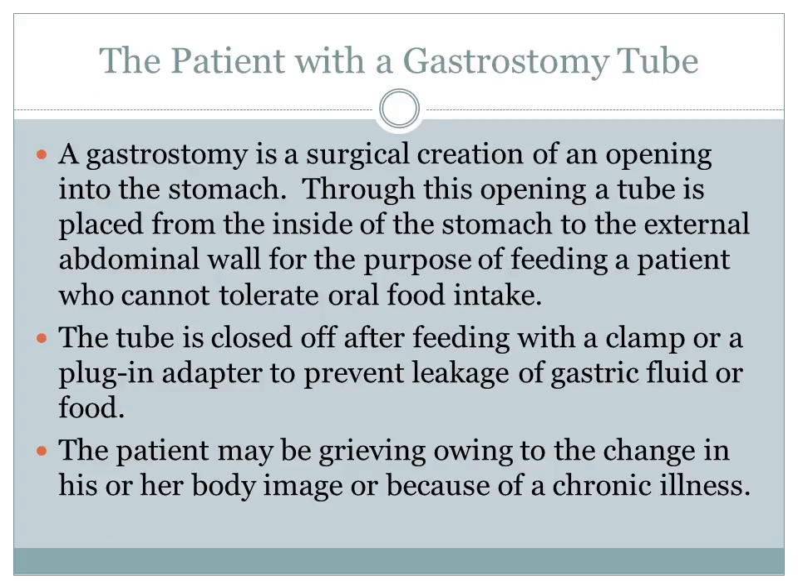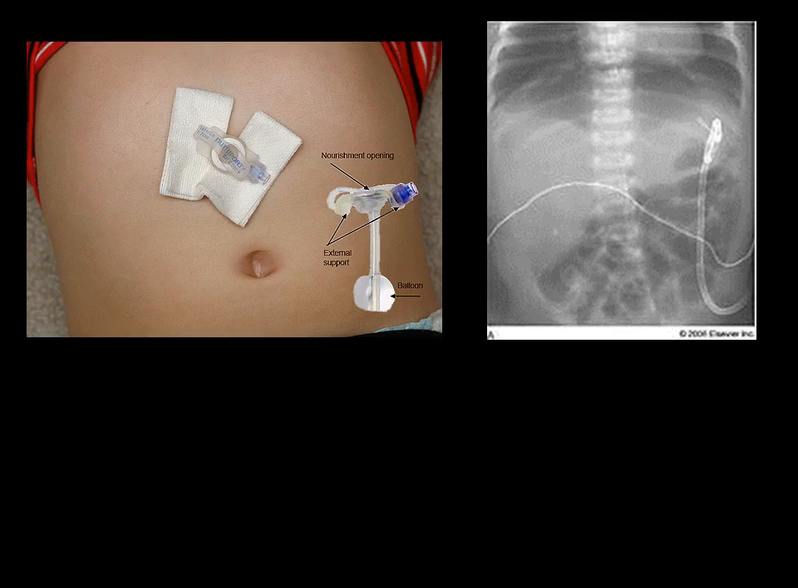The patient with a gastrostomy tube. A gastrostomy is a surgical creation of an opening into the stomach. Through this opening, a tube is placed from the inside of the stomach to the external abdominal wall for the purpose of feeding a patient who cannot tolerate oral food intake. The tube is closed off after feeding with a clamp or a plug-in adapter to prevent leakage of gastric fluid or food. The patient may be grieving, owing to the change in his or her body image or because of a chronic illness. These are examples of the gastrostomy tube.